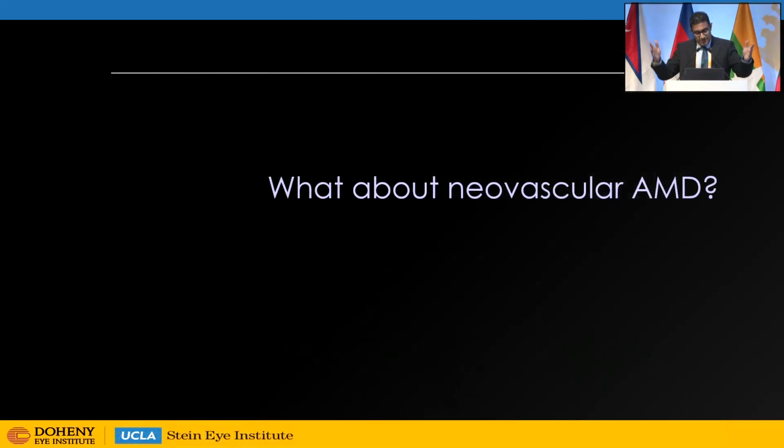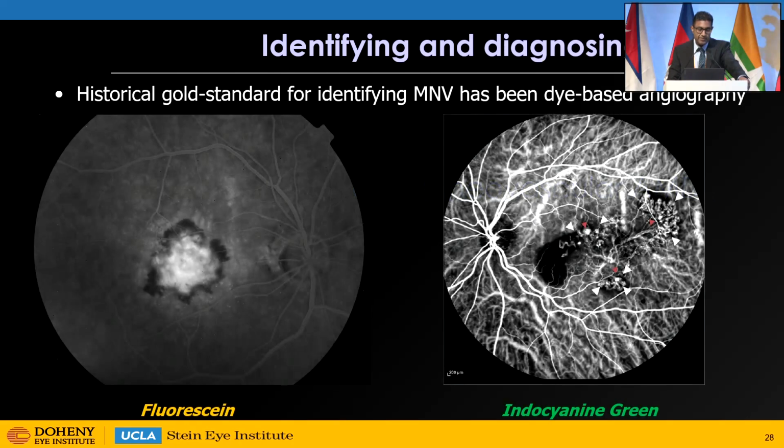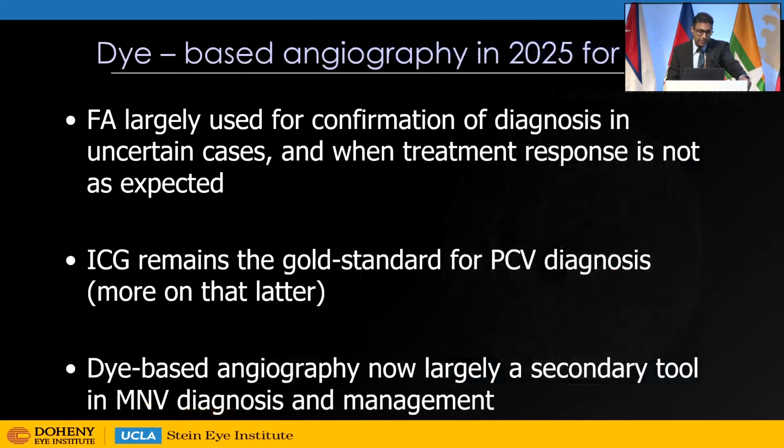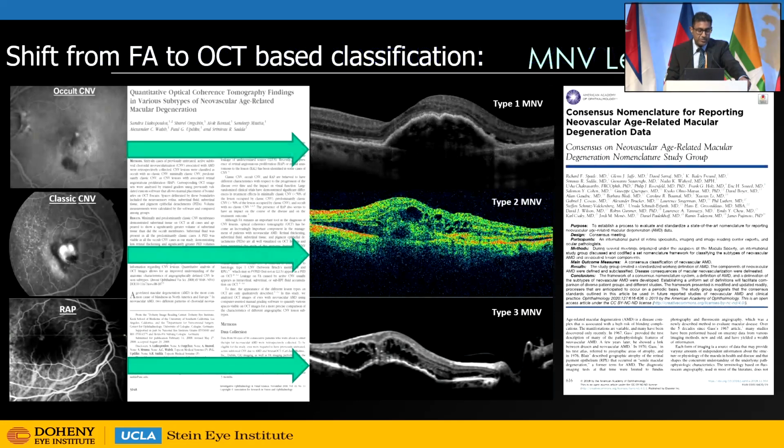So with that as covering really a whirlwind through atrophy, I want to switch now to neovascular AMD. Historically, the gold standard for identifying macular neovascularization was dye-based angiography, fluorescein or indocyanine green. But this is really the takeaway summary slide: in 2025, fluorescein angiography is largely used for confirmation of diagnosis in certain cases and when treatment response is not as expected. ICG remains the gold standard for PCV diagnosis, but dye-based angiography overall is now largely a secondary tool in diagnosis and management, as I'll illustrate.